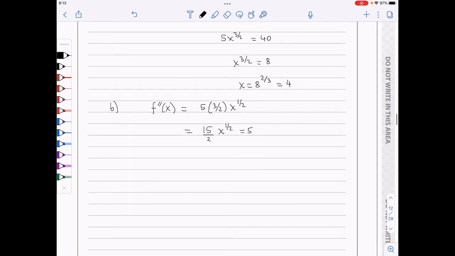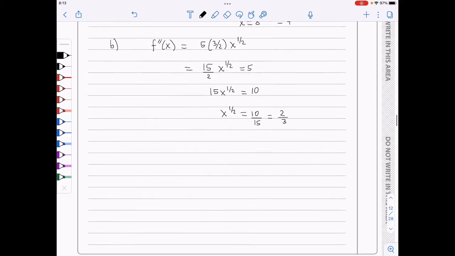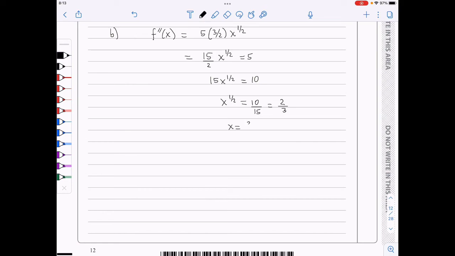Now, I will cross multiply. 15x to the half is 10. x to the half is 10 over 15, which of course simplifies to 2 over 3. And therefore x is simply 2 over 3 squared, which is equal to 4 over 9.